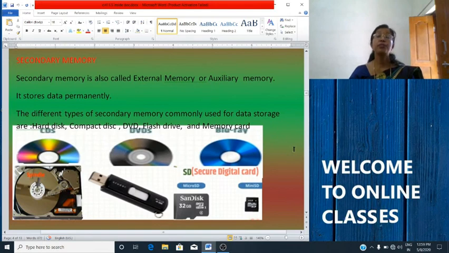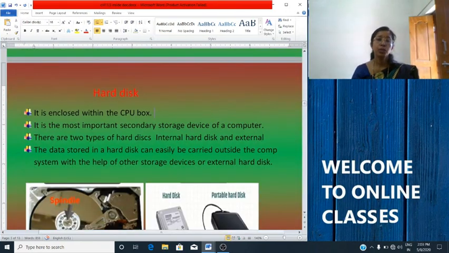The different types of secondary memory devices which we use for storing data are hard disk, CDs, DVDs, pen drive, memory card, etc. So now we will study about the hard disk. Hard disk is the most important storage device of a computer. It is placed inside the CPU box. It stores the operating system, software applications and all the other folders and files in a computer.